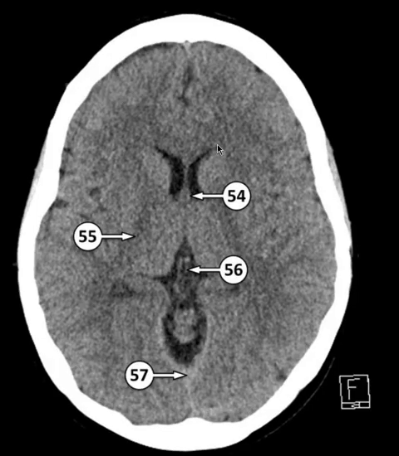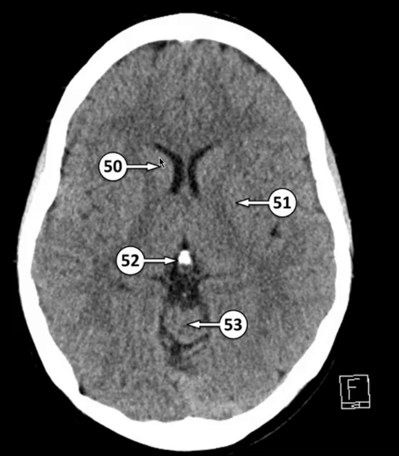We are now moving even more caudally, entering the midline of the brain. 54 is the column of the fornix. 55 is the posterior limb of the internal capsule, remembering that the internal capsule is boomerang shaped. 56, this is the internal cerebral vein. 57 is the straight sinus.